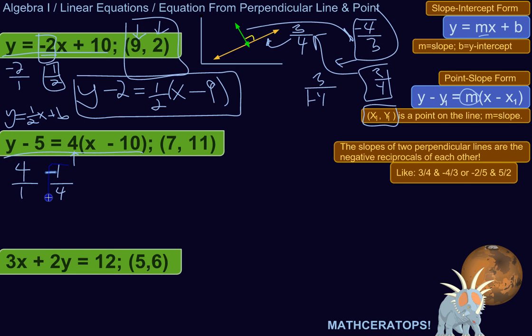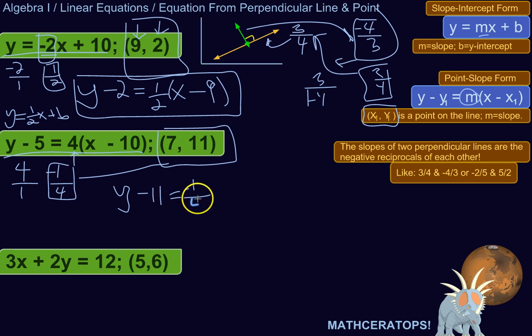So I know the slope of my new line, and I know a point that is on that line. If I know a slope and a point, my first thought is point slope form. So I'm going to do y minus the y coordinate of the point that's on the line equals the slope, which we just figured out was negative 1/4, times x minus the x coordinate of the point that's on the line.